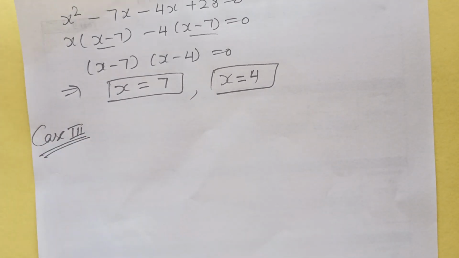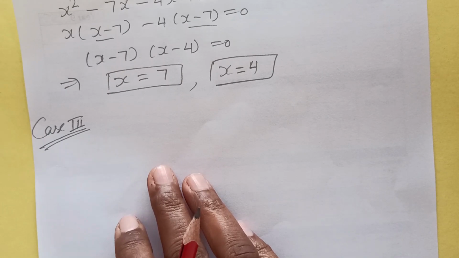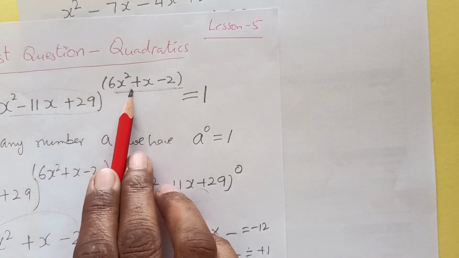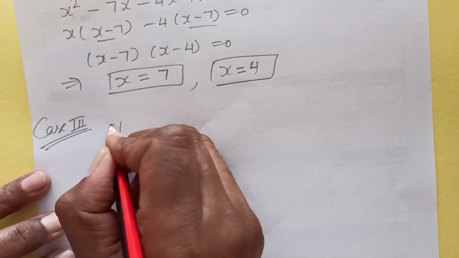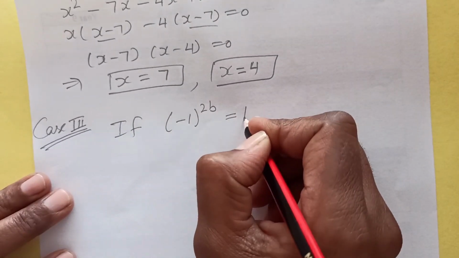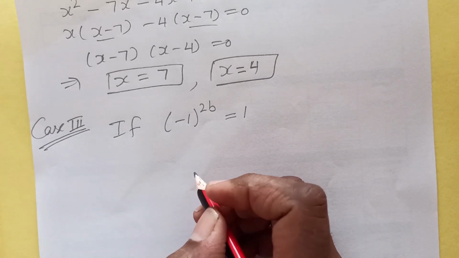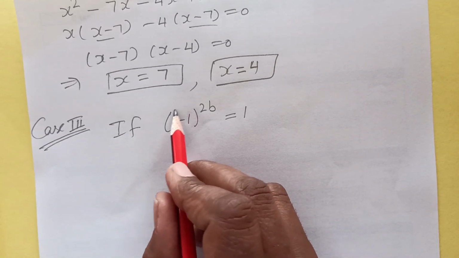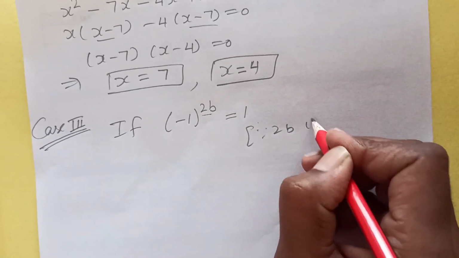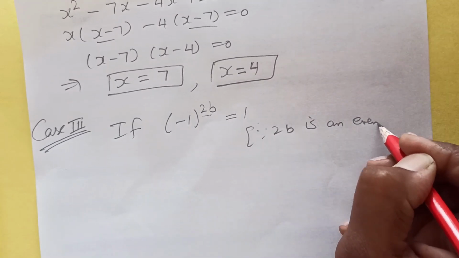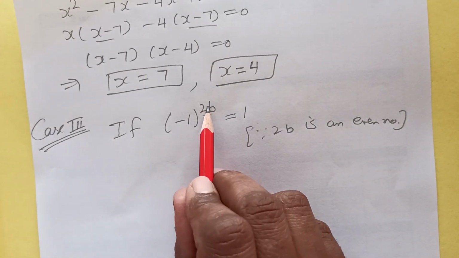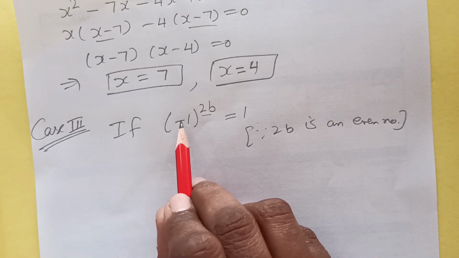So in case 3, now what is the question? Let me bring it here. The question is, equation to the power equation is 1. Now if we have, let's say, -1 power 2b is always 1, meaning to say that if this power is an even number, so 2b is going to be an even number, right? So that means if this is an even number, only then this answer is going to be positive.